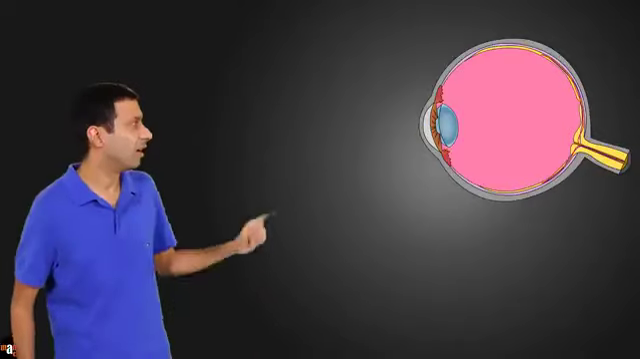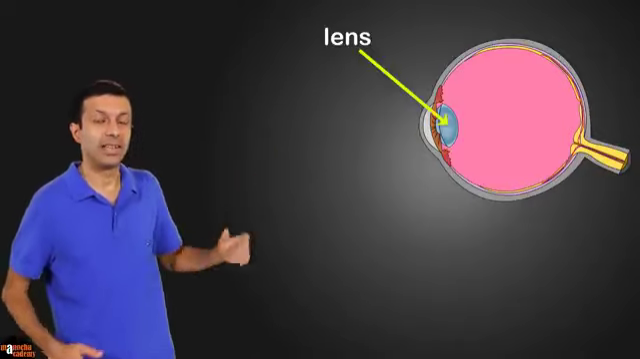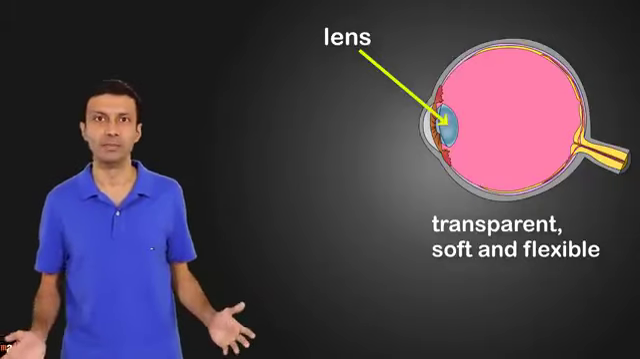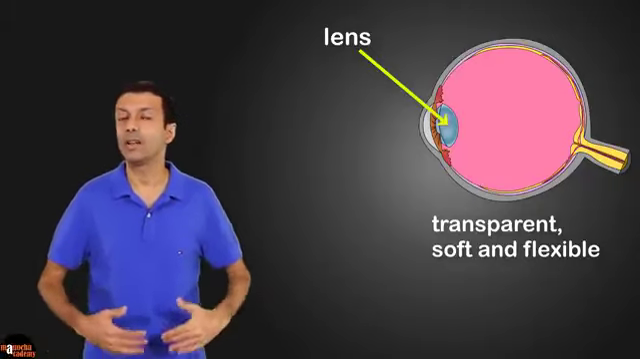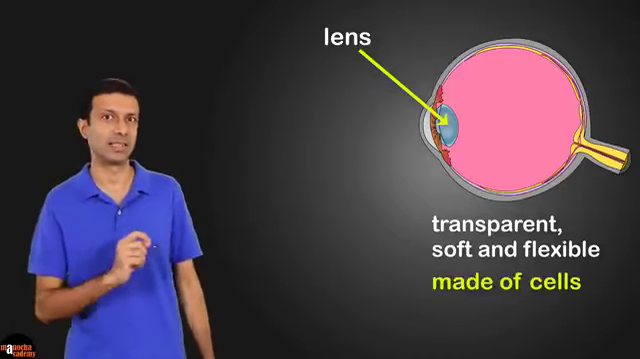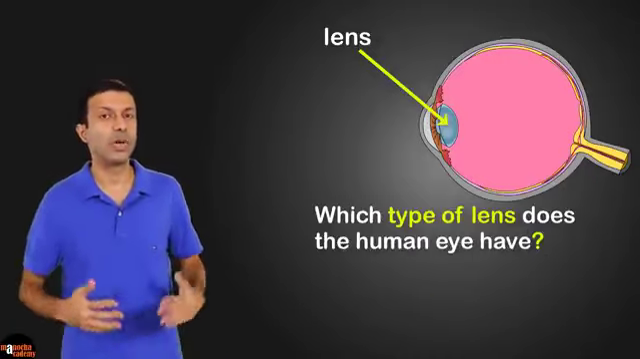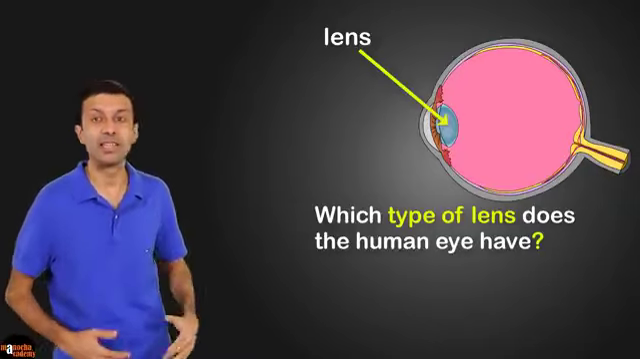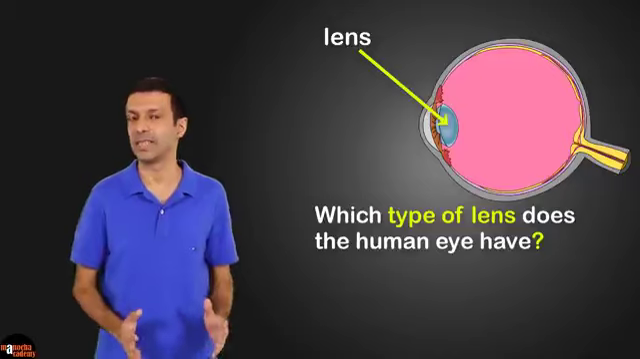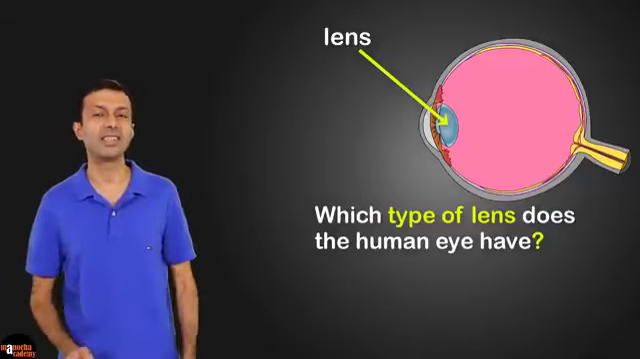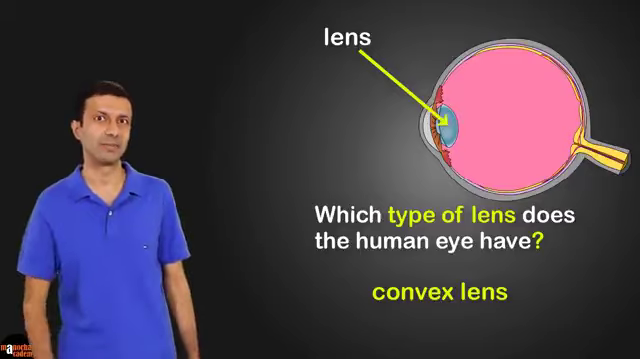Next, we have the eye lens. The eye lens is transparent, soft and flexible. Did you know that our lens is a living thing? It's made up of cells. Now, which type of lens does the human eye have? Is it a concave or a convex lens? That's right. The correct answer is a convex lens.